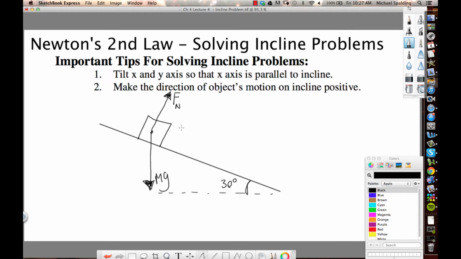And then if the block slides down the hill, which way would friction be? Friction would be up the hill, like this, parallel to the surface. Okay, so there's friction.